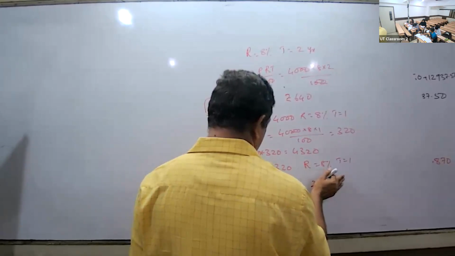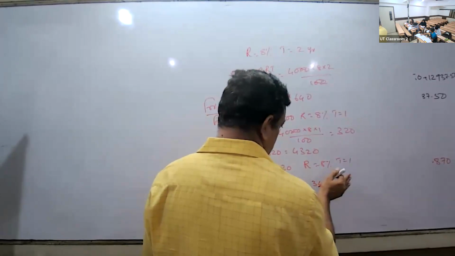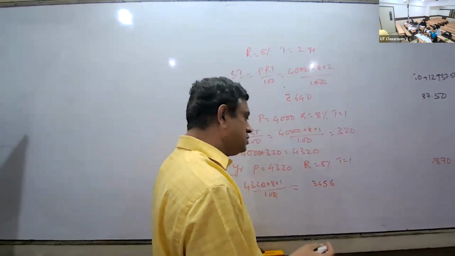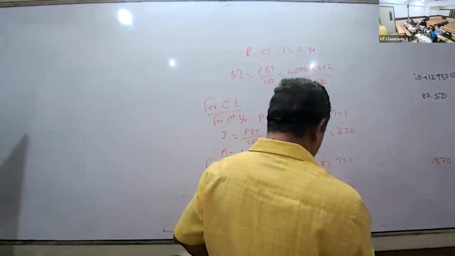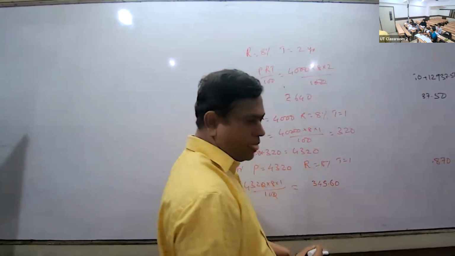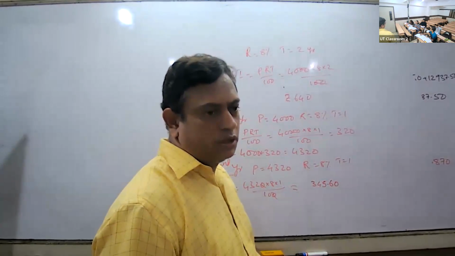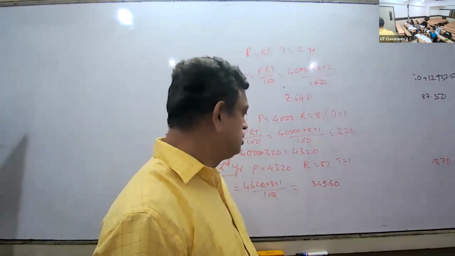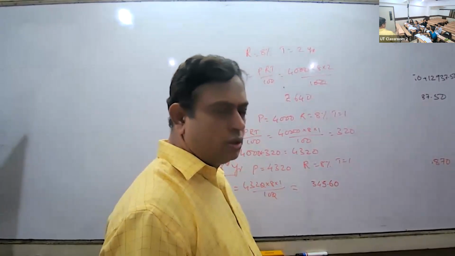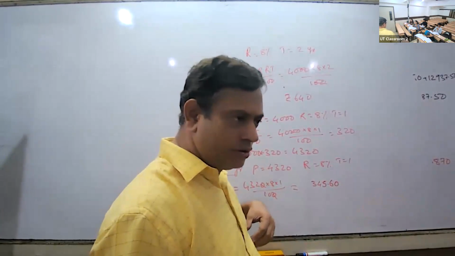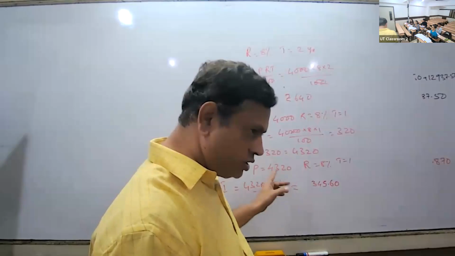Are you sure? Three, four, five? No, three, four, five. Keep on changing this, man. Are you sure? Yes, sir. So the difference is, what is the interest for the second year? 345.60. Did you multiply or just see?